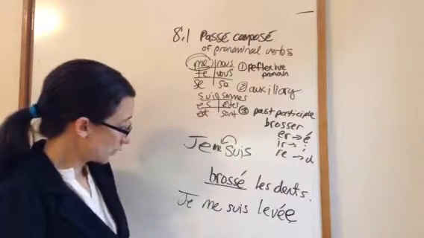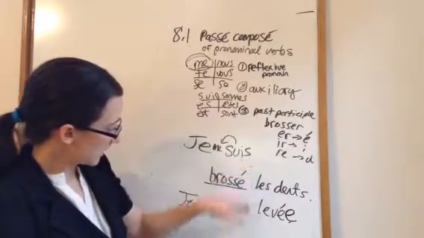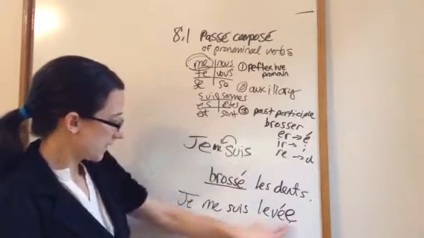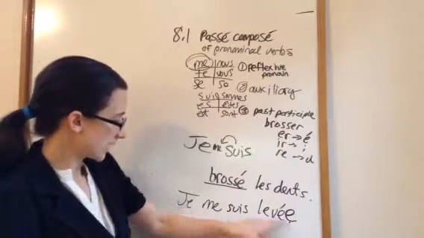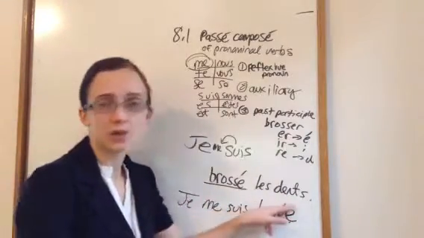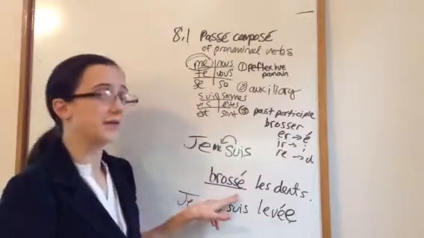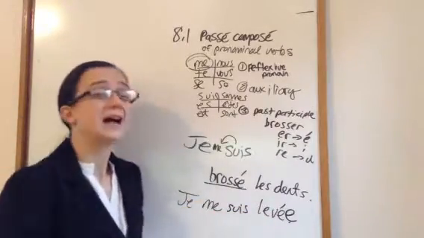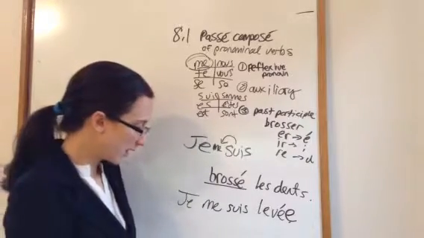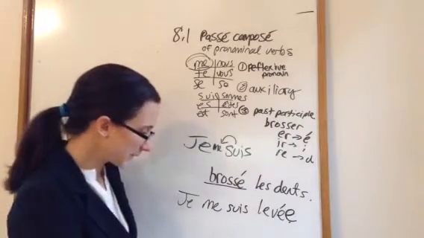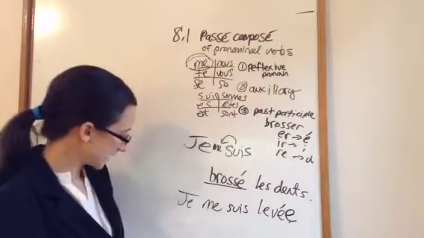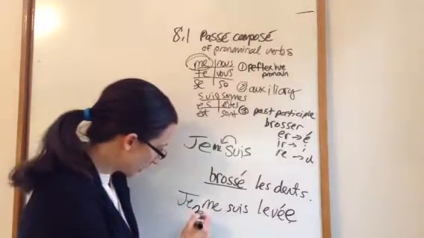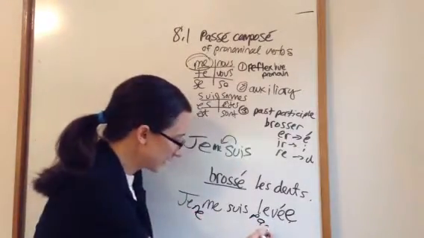Now, what you should be seeing here is the difference. Here I had to add an extra E. Here, since it had les dents, I'm not worried about the agreement. But here, since it does not have that body part, I do have to worry about an agreement. Something else you should look at here is the negative. Je ne me suis pas levé.